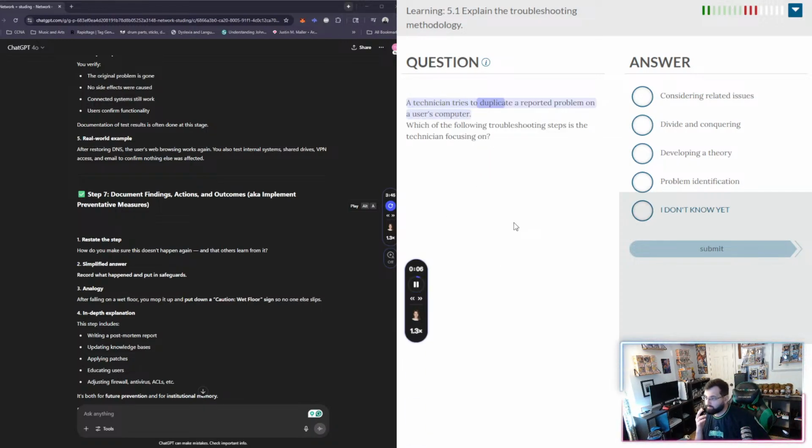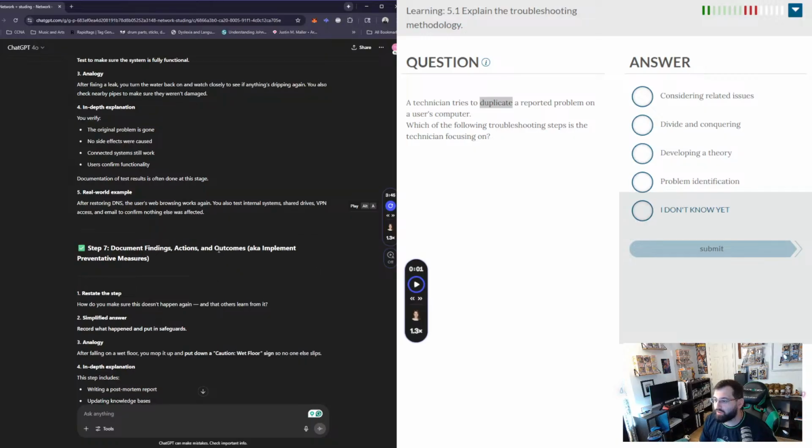A technician tries to duplicate a reported problem on a user's computer. Which of the following troubleshooting steps is the technician focusing on? The technician tries to duplicate a reported problem. Where is duplicating a problem in this method? I don't remember hearing that literally anywhere. It's nowhere. Where is duplicating the problem in this 7-step method?